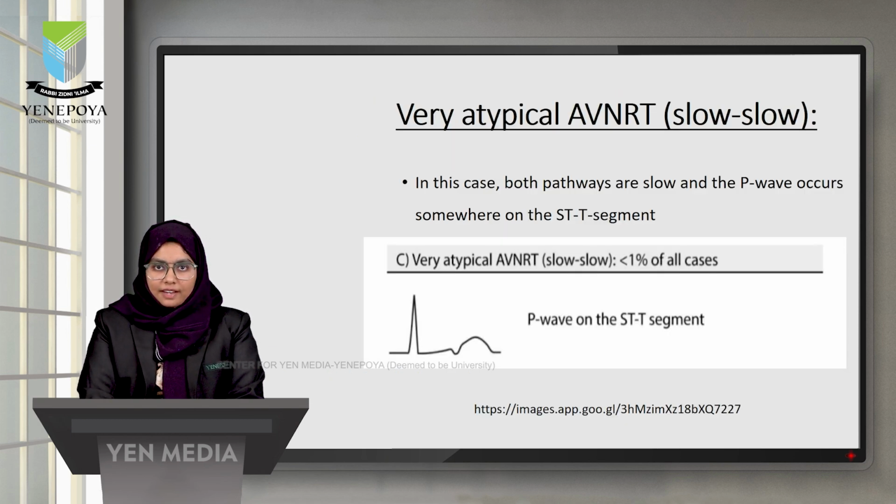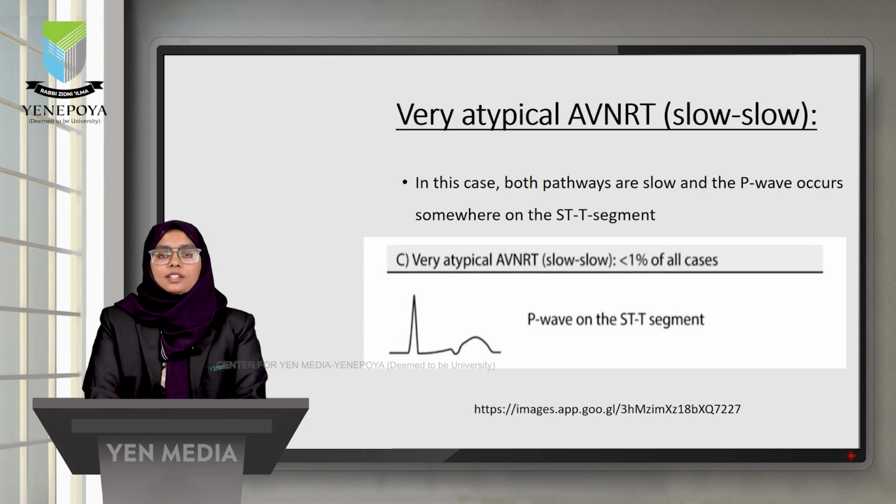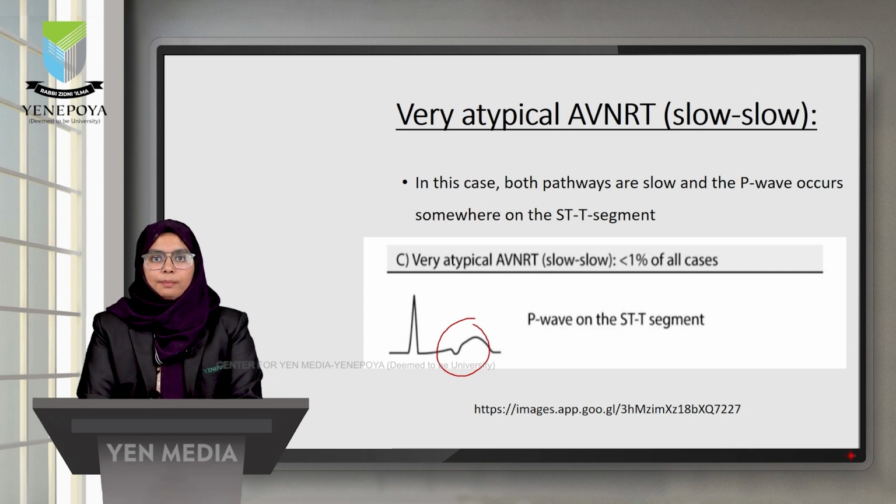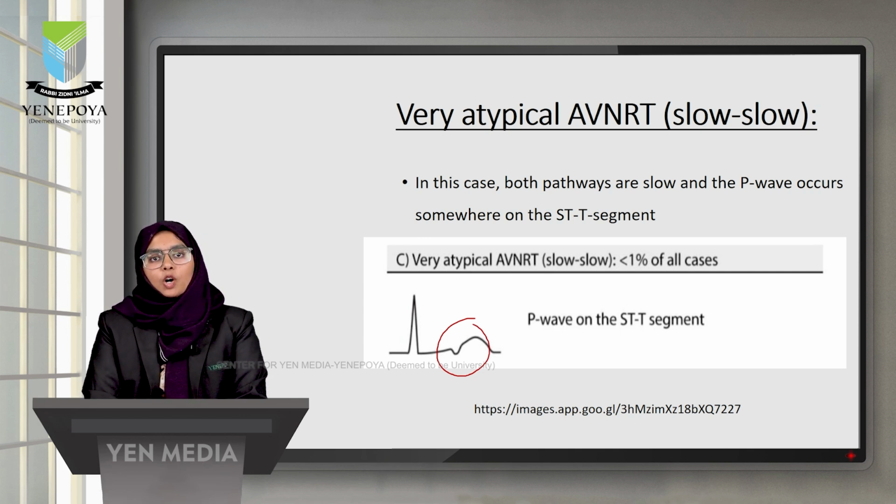Very atypical AVNRT, that is slow-slow pathway. In this case, both pathways are slow. The P wave occurs somewhere on the ST-T segment. Here on ECG you can see the ST-T segment. The P wave occurs somewhere on the ST-T segment.